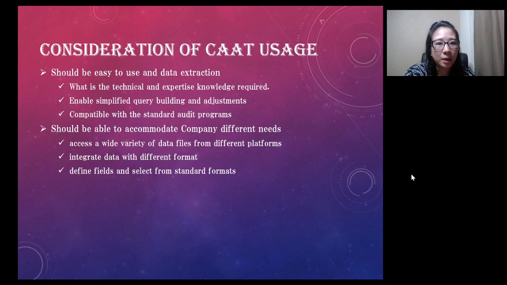And then how about the format, for different formats? Because maybe if we run in Windows, we can get the CSV file, but if we run in, for example, Linux, maybe the format of the data will be different again. So we need to make sure that our CAAT tools can also handle several data formats. Okay, it's also related to the standard format here.